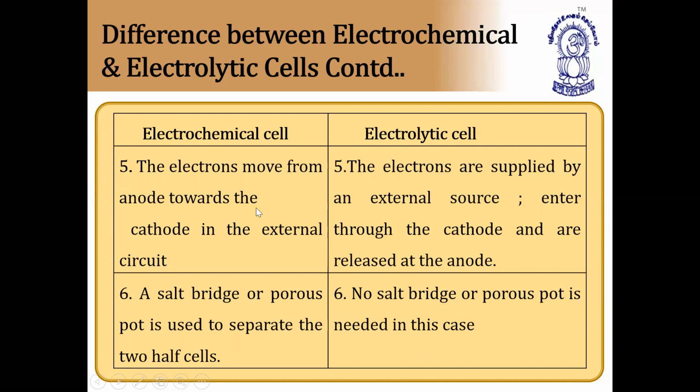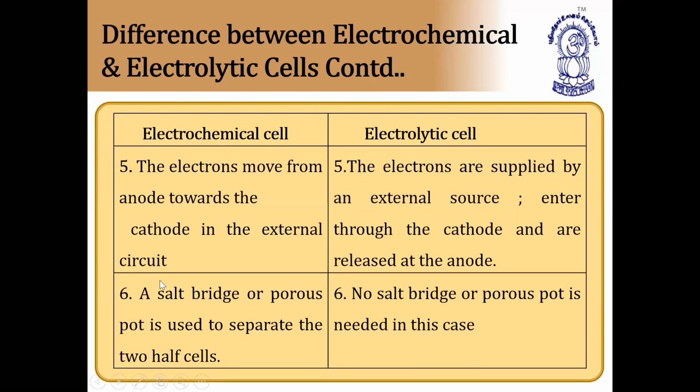This fifth point is most important. Just to make a note. This point you will not find in textbooks or any other materials. So that's why this is made specially for you. The electrons move from anode towards the cathode in the external circuit in electrochemical cells, whereas the electrons are supplied by an external source, enter through the cathode and are released at the anode.